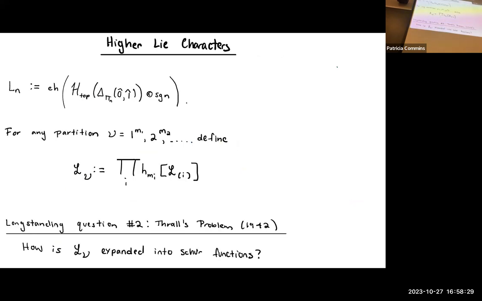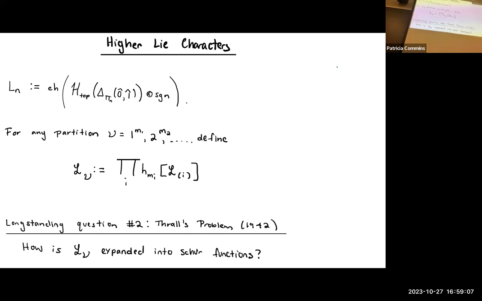Okay, so these lambdas I had on the last slide are the Frobenius characteristic of these special characters called Lie characters. And there are a lot of different ways to define them, but the one that I think is maybe the simplest to say and also the most relevant to our story is that you can define L_n, so if your partition is just n, as the Frobenius characteristic of the top homology of the partition lattice tensored with the sign representation.